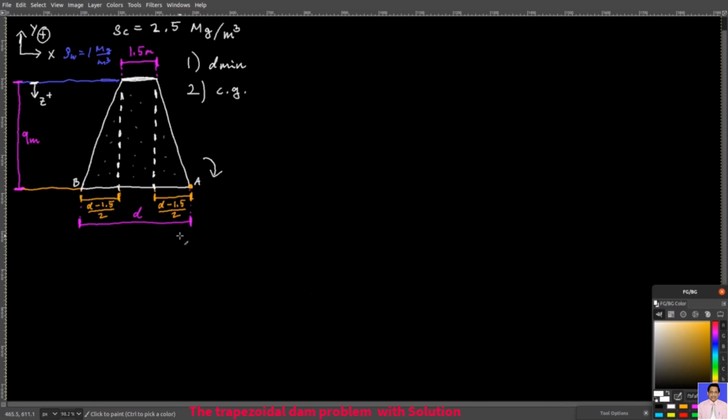Welcome back. Let's now find the minimum distance d with which the dam will not tip over about point A. This problem can be solved in a similar way like the previous dam exercise. The only difference now is that the shape of the dam is different. The magnitude of the load distribution increases with depth linearly, and it's normal to the surface of the dam.